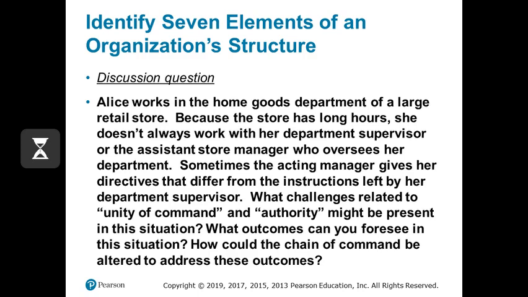Sometimes the acting manager gives her directives that differ from the instructions left by her department supervisor. The acting manager might be an assistant store manager who oversees departments that are different from Alice's, and this person is giving directions that are different from what her direct supervisor is giving her. So think about what challenges related to unity of command and authority might be present in this situation, and what type of outcomes can you foresee?